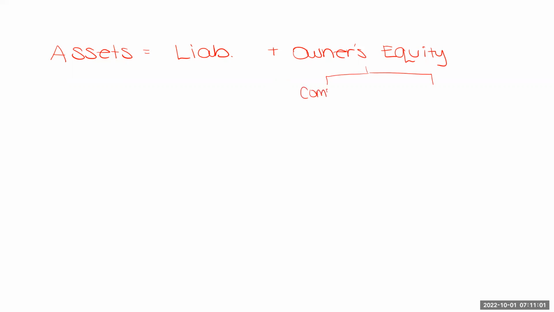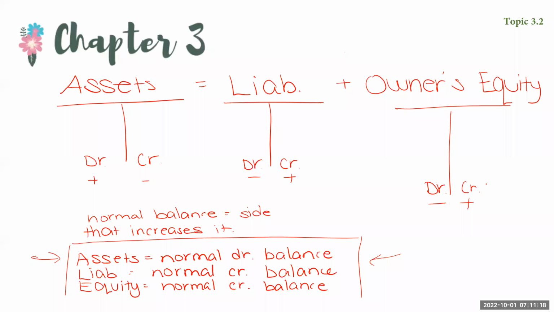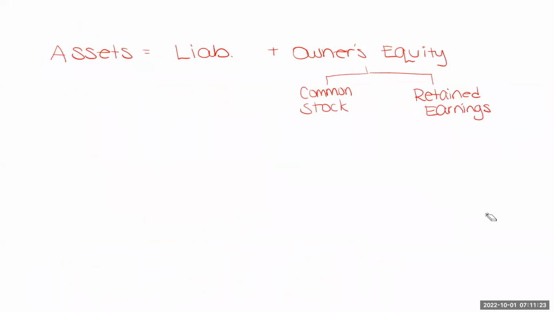So we have our contributed capital or owner investment, which for corporations we call common stock. And then we have our retained earnings. Now we know overall, the normal balance is a credit for owner's equity. So anything that increases owner's equity will also have a credit balance. Common stock increases owner's equity, so it's going to share the same normal balance as equity.